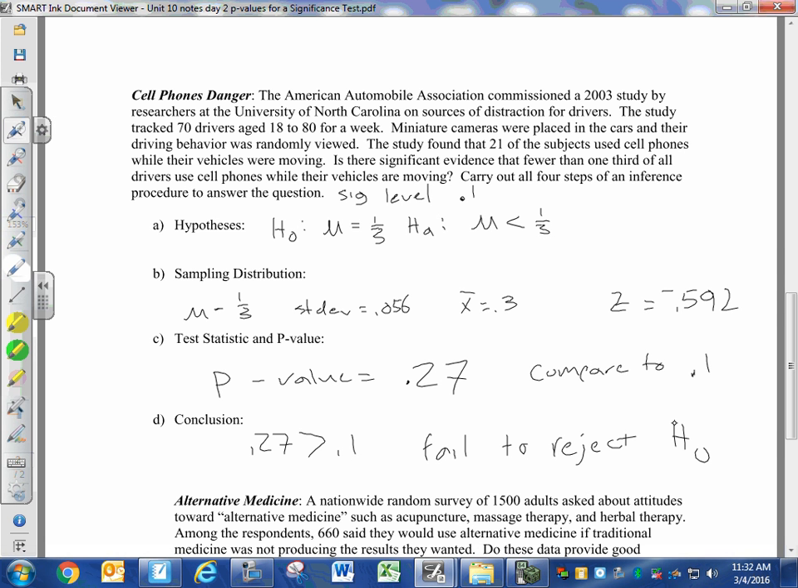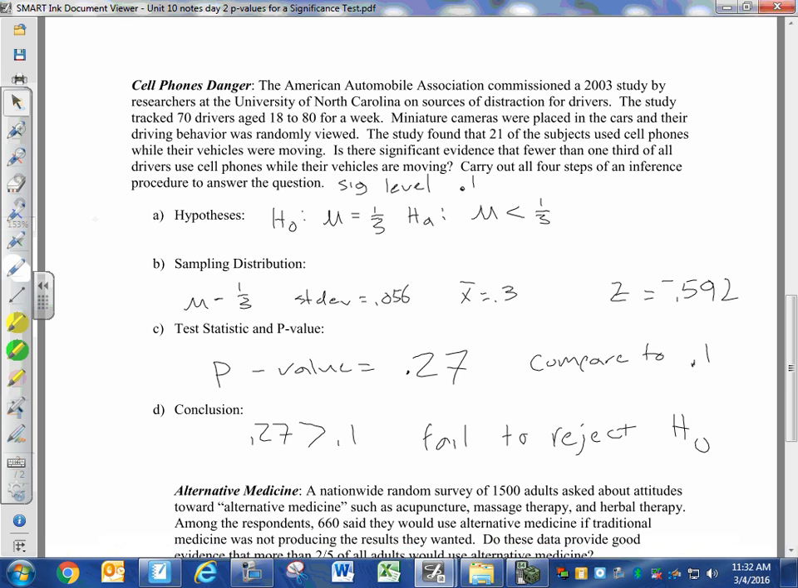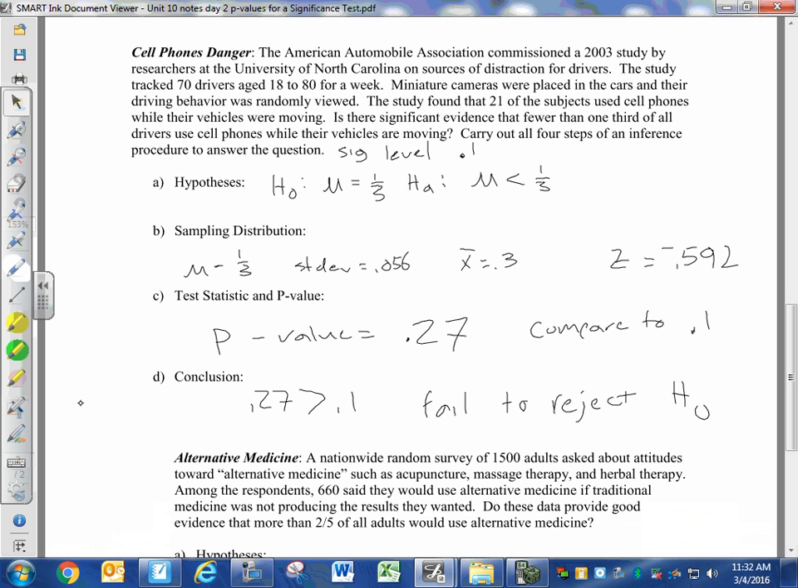Which means that what I'm trying to show, I can't. I'm trying to find significant evidence that fewer than 1/3 of all drivers use their cell phones. Well, I can't do that because my X bar is not far enough underneath 1/3 for it to be statistically significantly smaller. So I fail to reject. Okay? Next one.